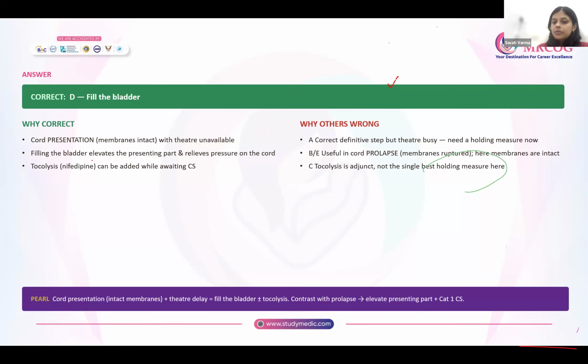mind. Tocolysis is adjunct, not the single best holding measure. B and E options, that is knee chest position and elevating the presenting part, are more useful in cord prolapse where the membranes are ruptured. But here, since the membranes are intact, hence the best option is filling the bladder. This one is important. Please keep in mind.